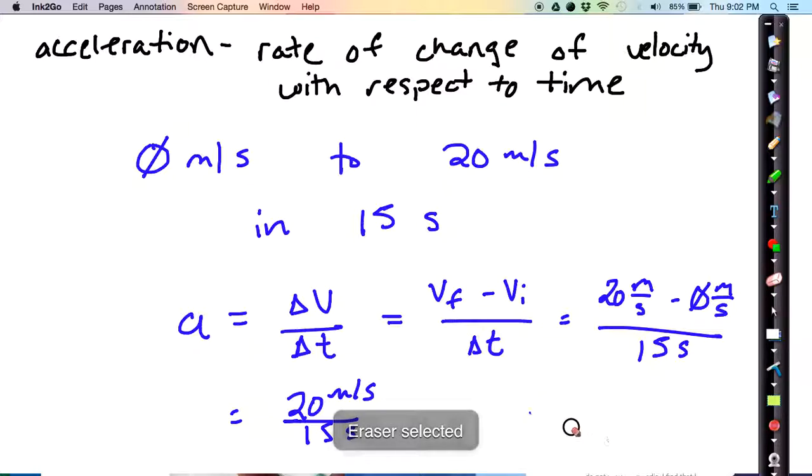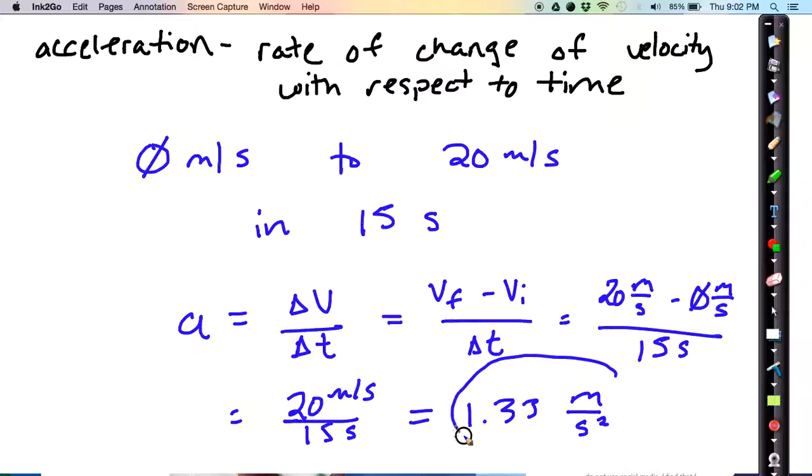We take 20 divided by 15. That's going to get us about 1.33 meters per second squared. And that's a very simple acceleration calculation.